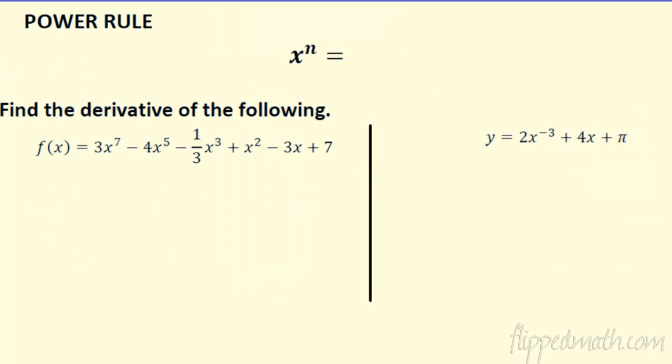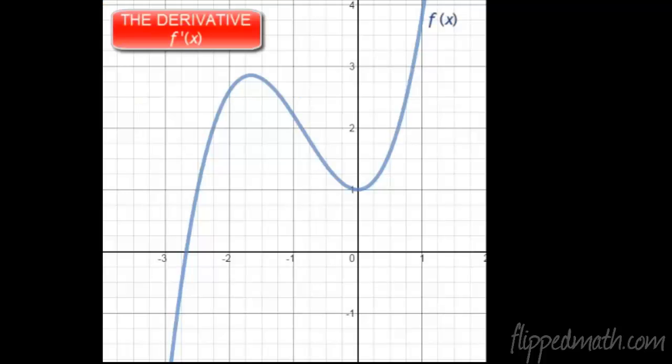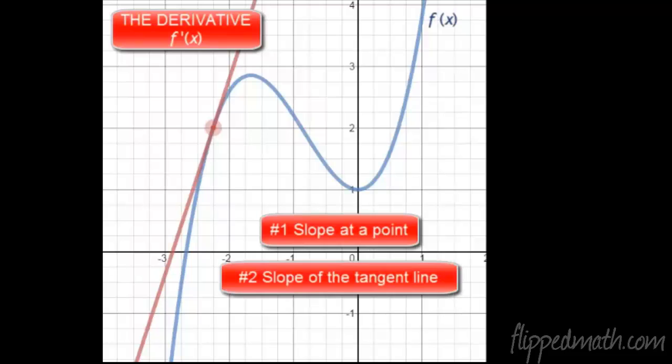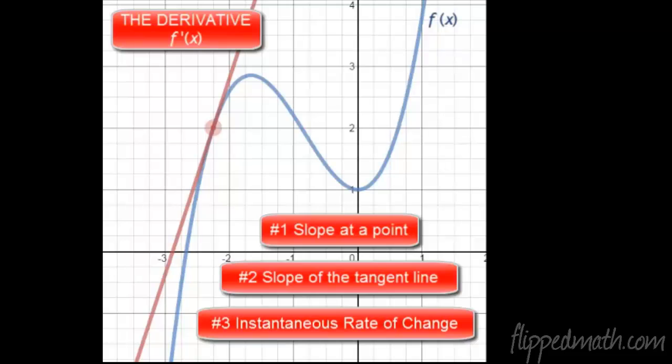So let's do this. Let's take some derivatives. Before we start taking derivatives, why are they so important? Here's a quick little video. I'm always going to show this, derivatives. All right, so here I have a function here in blue, and if we take a point on this function, we're going to look at the derivative. So what does the derivative mean? Well, the derivative at this point is the slope at this point. So what's great about that is that's going to give us the slope of the tangent line. And this is so important because the slope of the tangent line is the instantaneous rate of change.